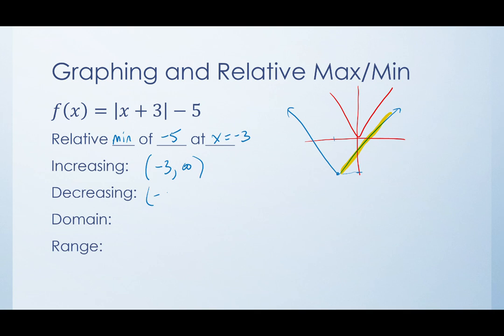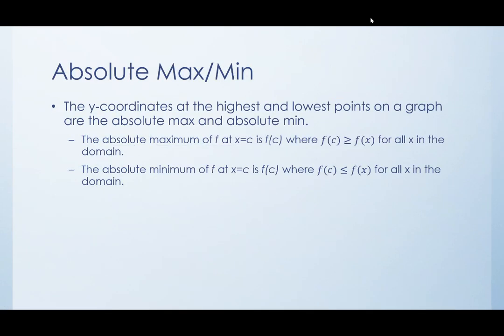We're decreasing from negative infinity to -3, and remember those are open intervals. Domain, all real numbers, because there are no x's in the denominator and no square roots. And our range, our lowest value is that minimum of -5, and then it goes on up to infinity. So there we go. All right, so we've got one more where we're going to talk about absolute min and max.